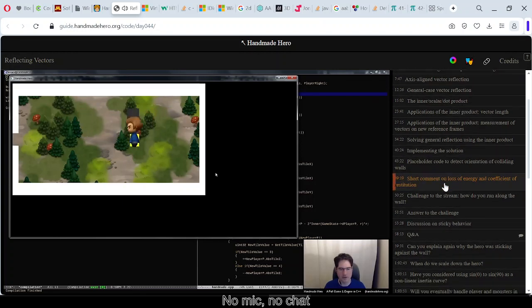Now, like I said, if we wanted to, we could make him bounce a little softer off things by basically adding a coefficient in there. It's called a coefficient of restitution. The coefficient of restitution would basically be some number less than 1 that we would multiply our vector by to reduce how far out it went.